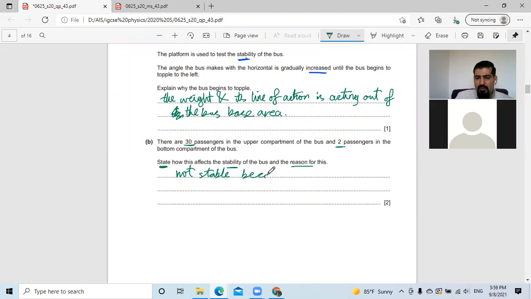Because the center of mass gets what? Higher or lower? The center of its mass gets higher, okay? Its mass got higher and out of the base.